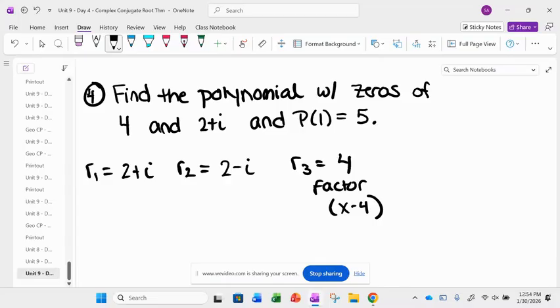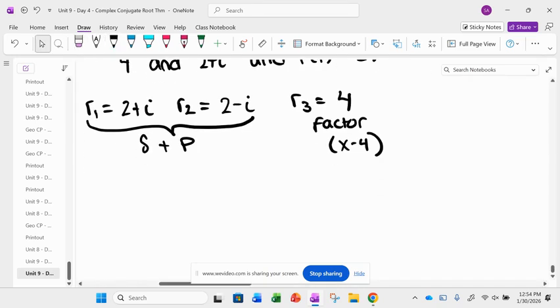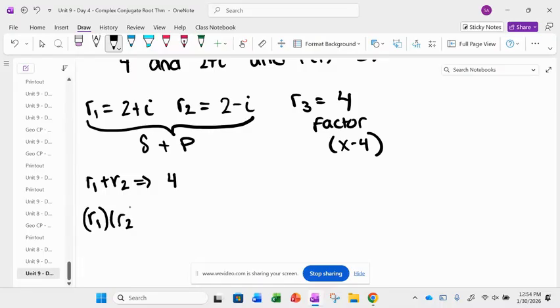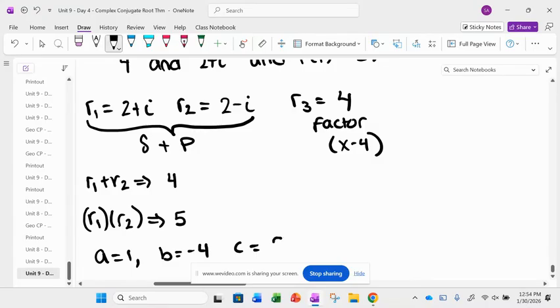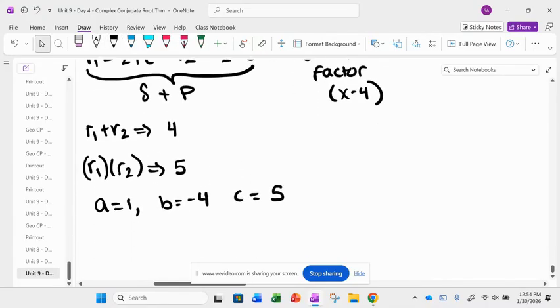How am I going to find the factor that gave us 2 plus or minus i? Sum and product. Do you see why this lesson made so much more sense in this chapter than last chapter? Okay, so sum and product. Root 1 plus root 2 is going to be 4. Root 1 times root 2 is going to be 5. So my a is 1, b is negative 4, and c is 5. So we're at x squared minus 4x plus 5.